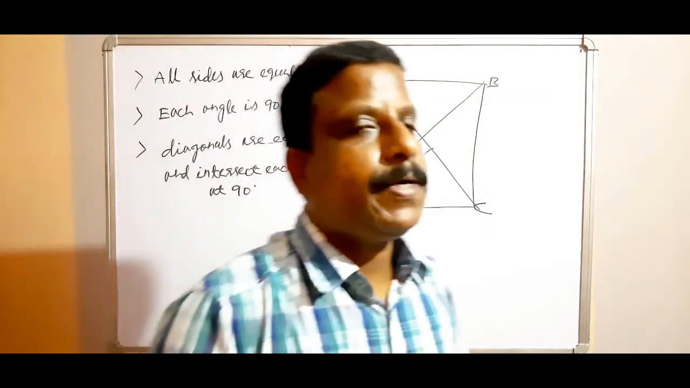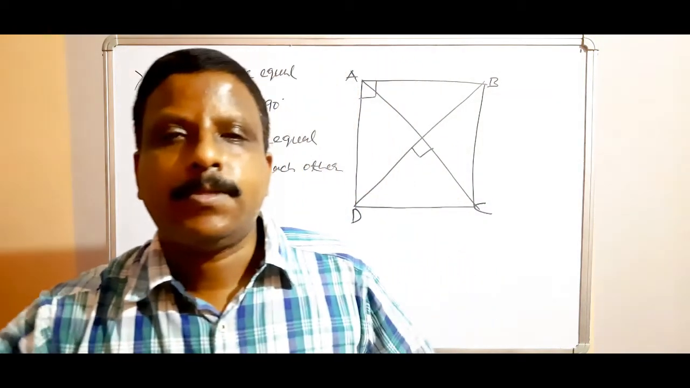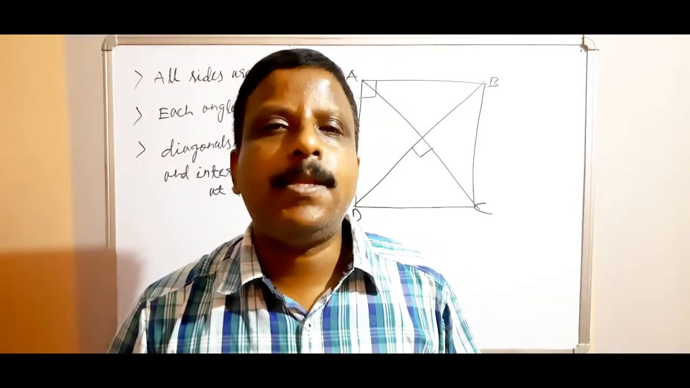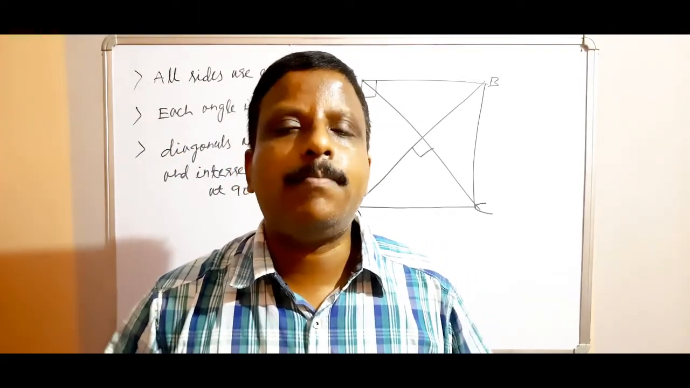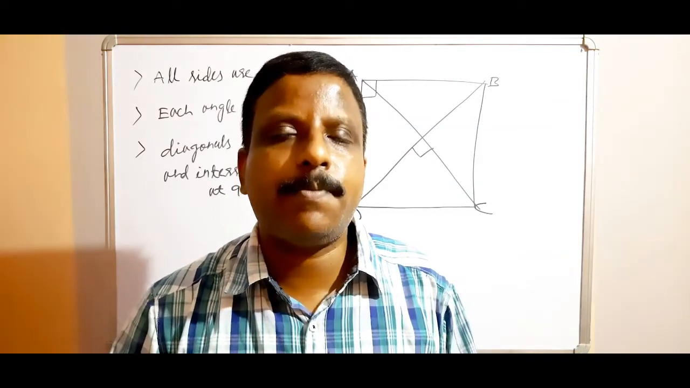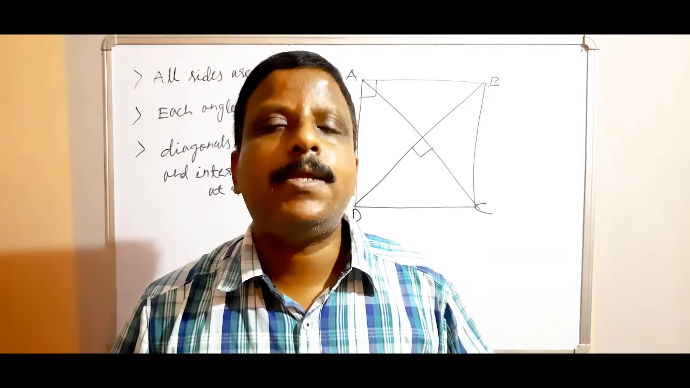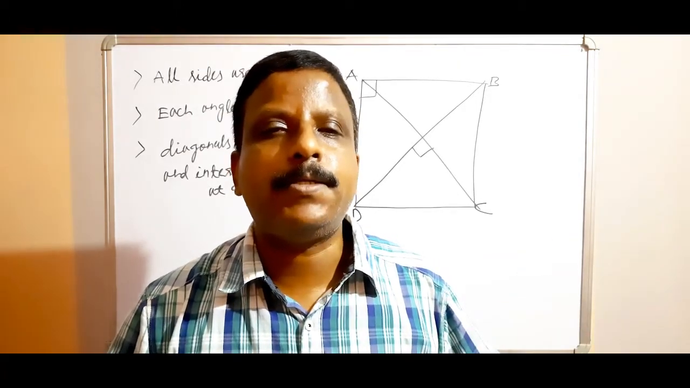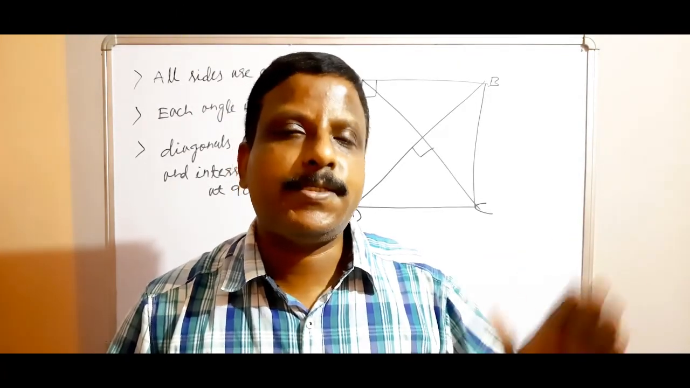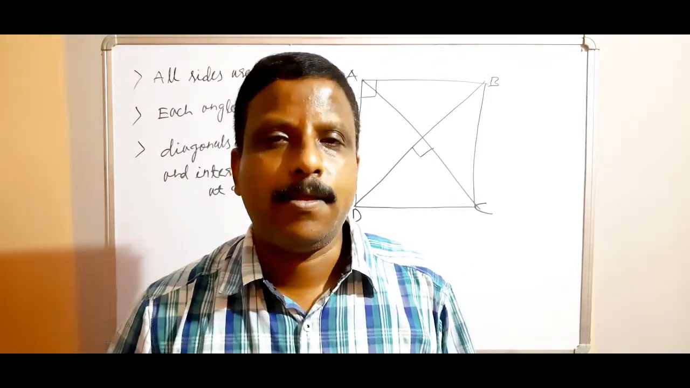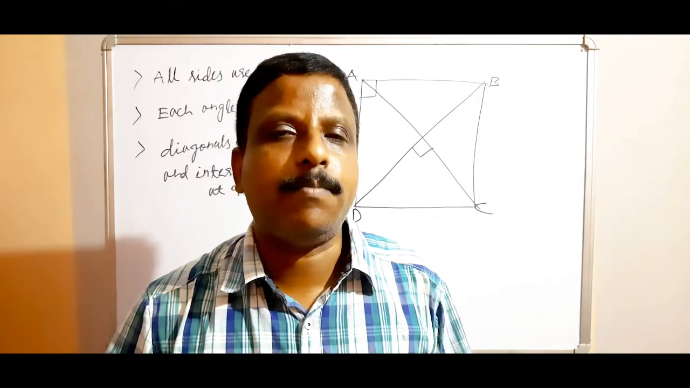So all the different types of quadrilaterals I have explained. This much is in your portion: the parallelogram, rectangle, rhombus, square, and their different properties I have explained. The rhombus, square and rectangle all satisfy the properties of the parallelogram, except for some extra or unique properties of that quadrilateral. You have to understand and remember.